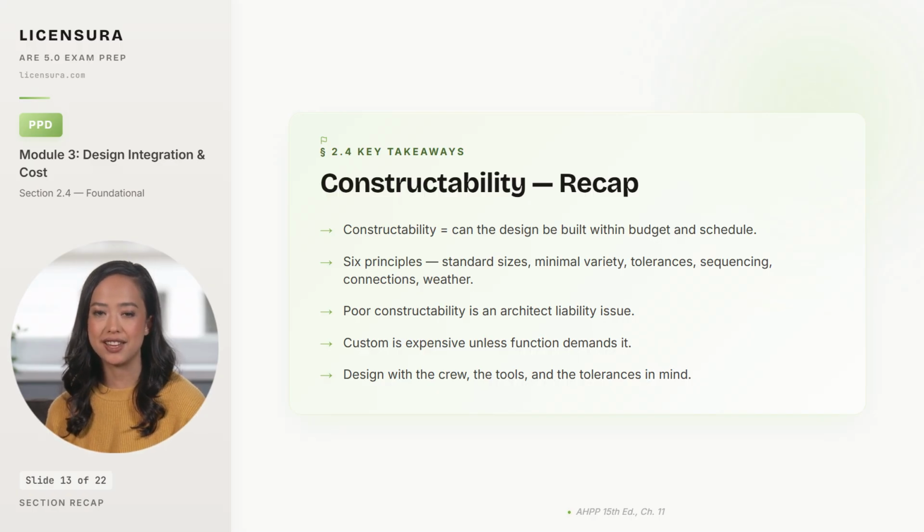Custom design is expensive unless function demands it. Every custom connection, every odd dimension, every complex roof geometry has to earn its cost premium in the design rationale, and the exam treats unjustified custom work as architect error. And the practical rule that summarizes the discipline? Design with the crew, the tools, and the tolerances in mind, because the building gets built by humans with real constraints, not by the perfect contractor in the architect's imagination.